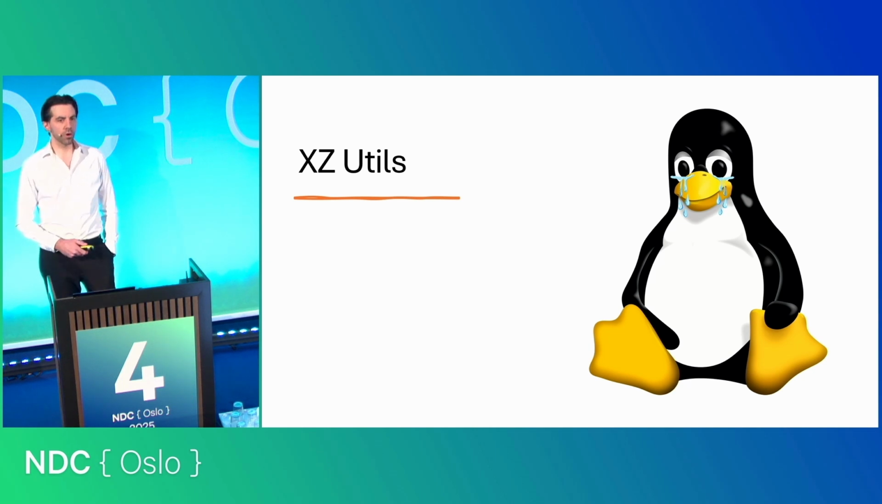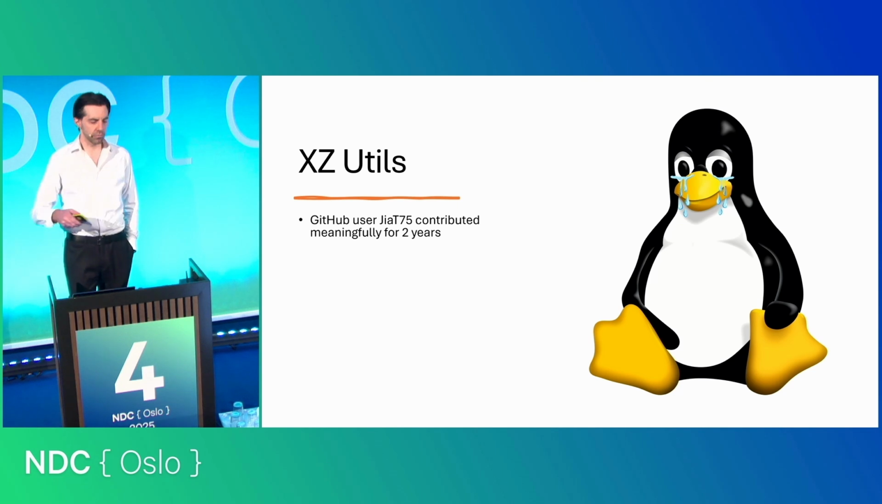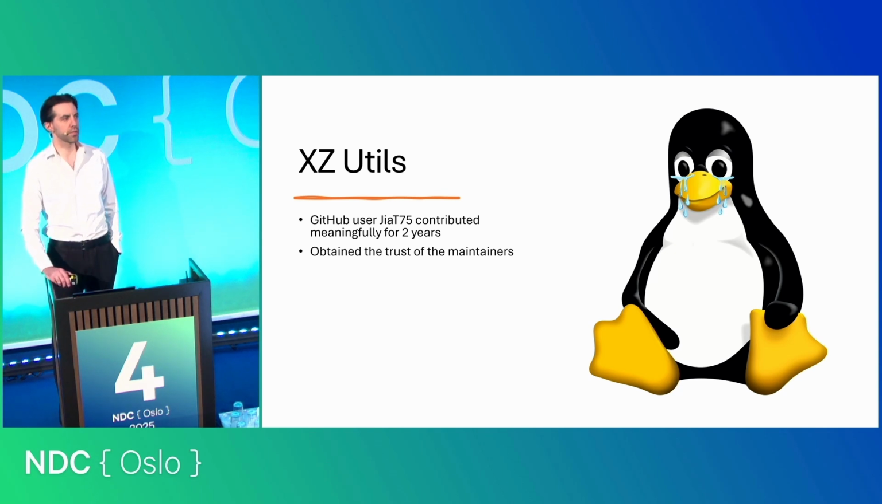So the way it worked was more of a social engineering than anything else. We have a GitHub user, GiaT25, who spent 2 years meaningfully contributing to this software. So this user pushed real updates, valid pull requests, made feature changes and implementations, and was just generally a great person all around, a great member of the community. And they obtained the trust of the repository maintainers.